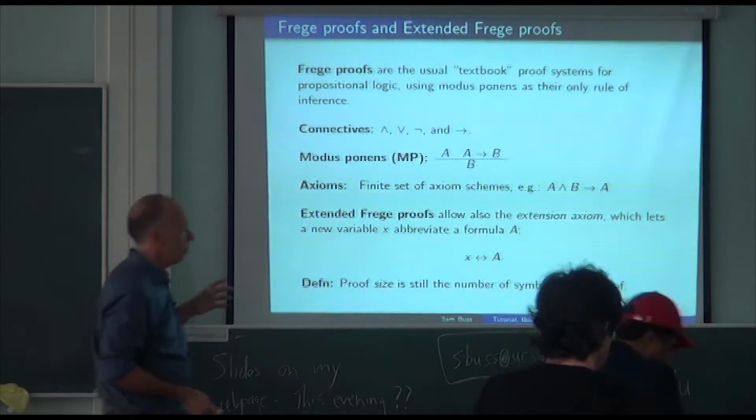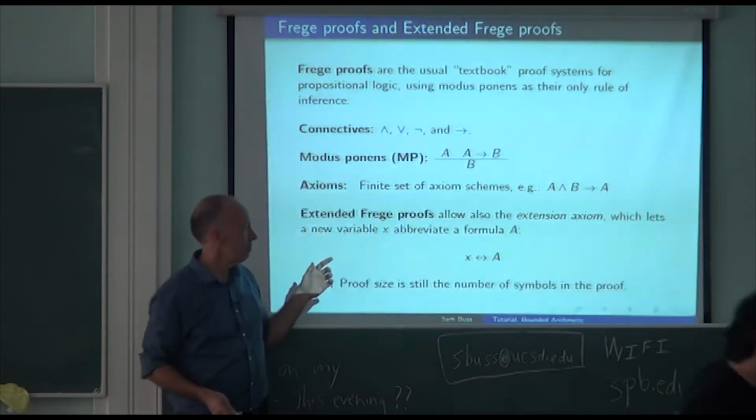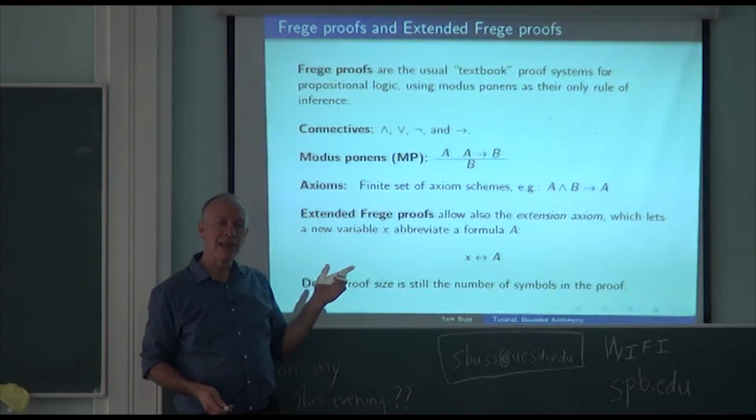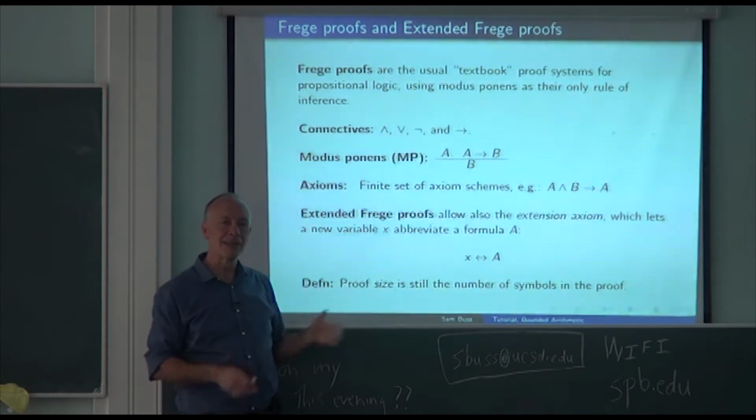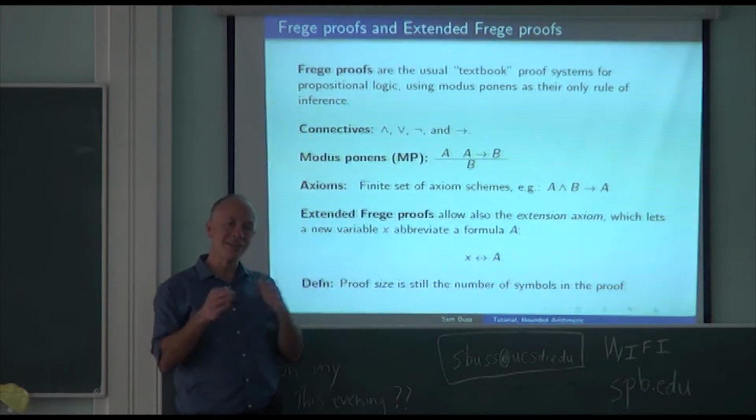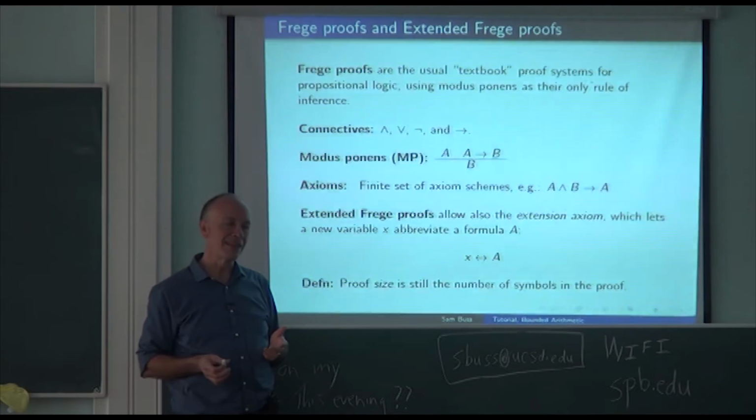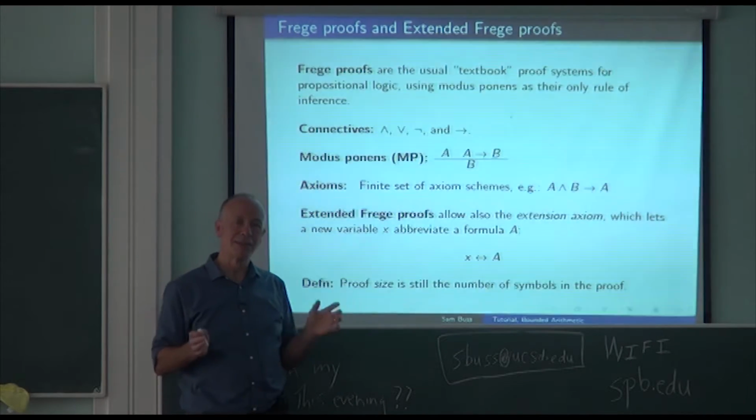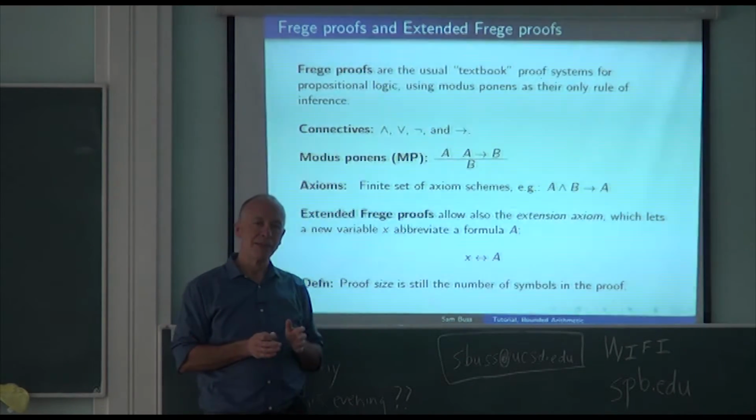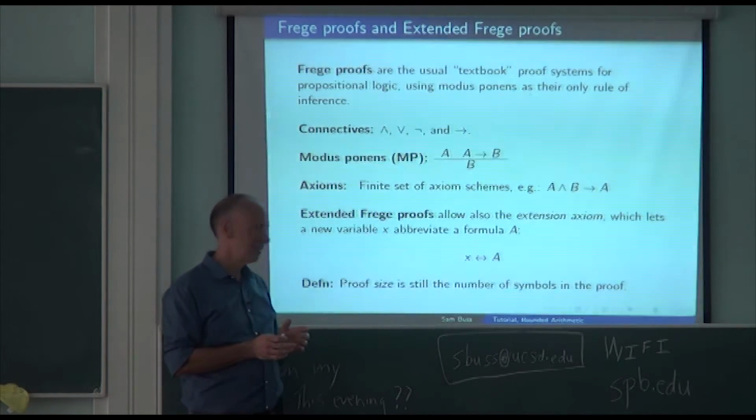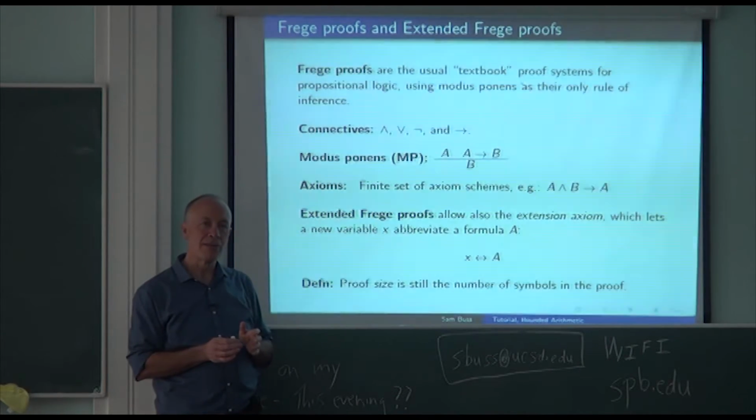Now the other catch is that you can iterate extension. Having introduced x in this way, I can then make another formula which can use x and introduce a new variable, say y, that's equivalent to that. So I can iterate this process. In this way you can potentially get exponentially big formulas represented by a single variable. In fact, the way to think about this is Boolean circuits: polynomial-sized Boolean circuits can be represented in this way.